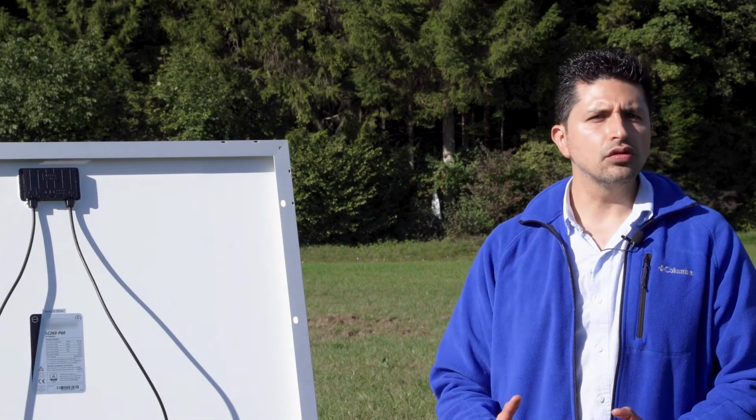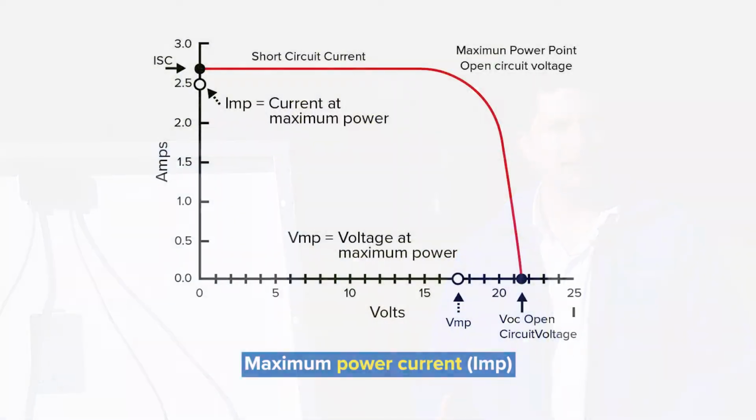However, the PV module will be able to operate at a different voltage and a different current. This is important to understand, that the PV module does not always need to operate at those values. These values are only important to understand the maximum power point.